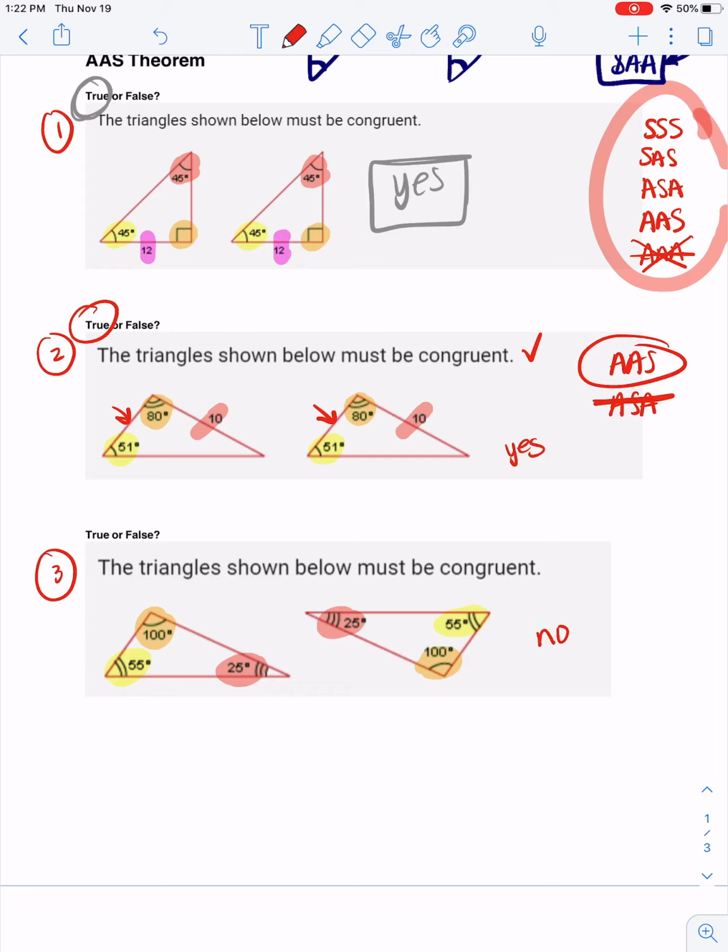Therefore, no, these do not have to be congruent. They could be congruent, but they don't have to be congruent. So here's the concept of angle, angle, angle.